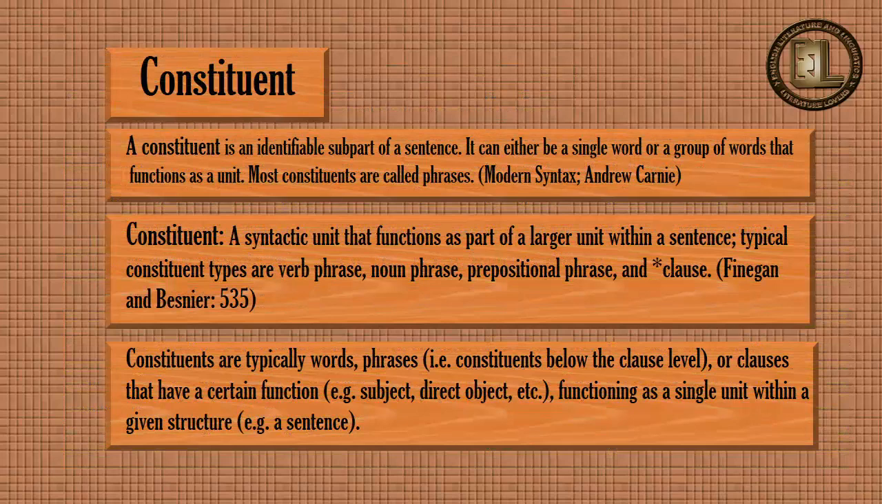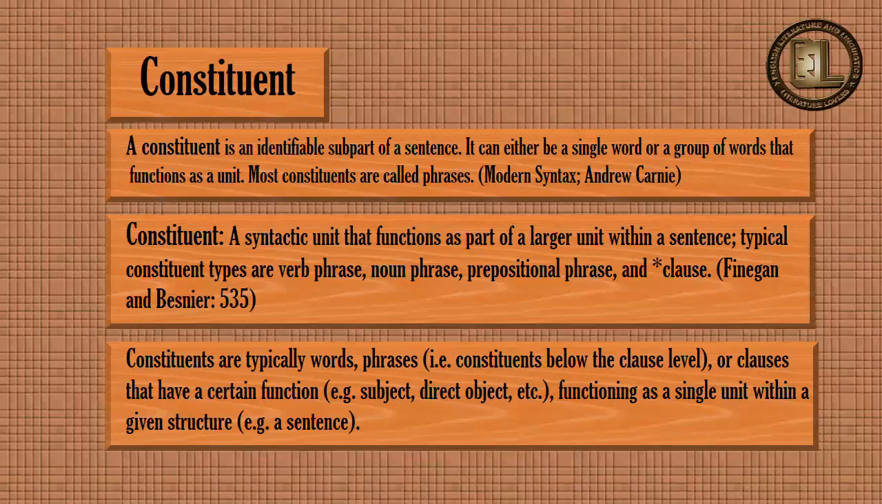Constituent is the basic term in syntax. What is a constituent? Words that form a sentence are called its constituents. In modern syntax, Andrew Radford defined a constituent in these words. A constituent is an identifiable subpart of a sentence. It can either be a single word or a group of words that functions as a unit. Most constituents are called phrases.